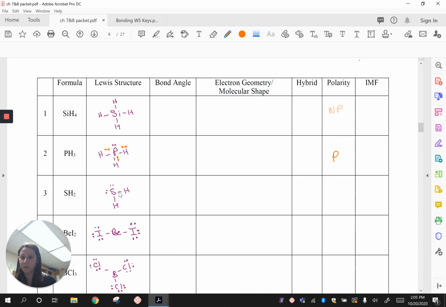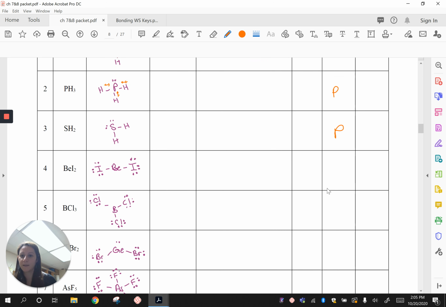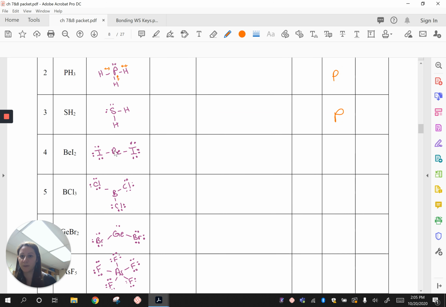SH2 right here, look around the center. There are different things, so it is polar. Lone pairs are different from hydrogens, so that is polar. Next one, BeI2 around the center. Same thing all around, single bond I, and so that would be non-polar. If you draw your arrows this way and this way, they cancel each other out.